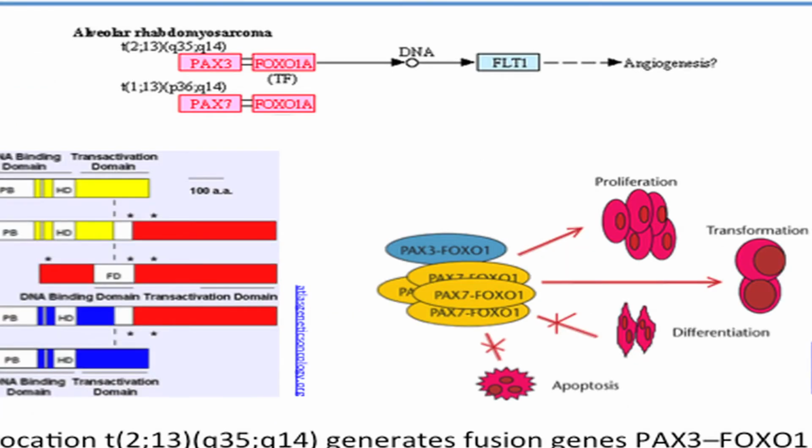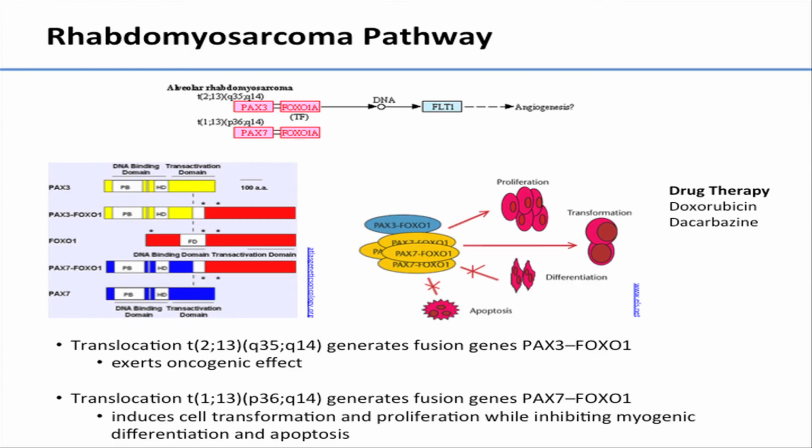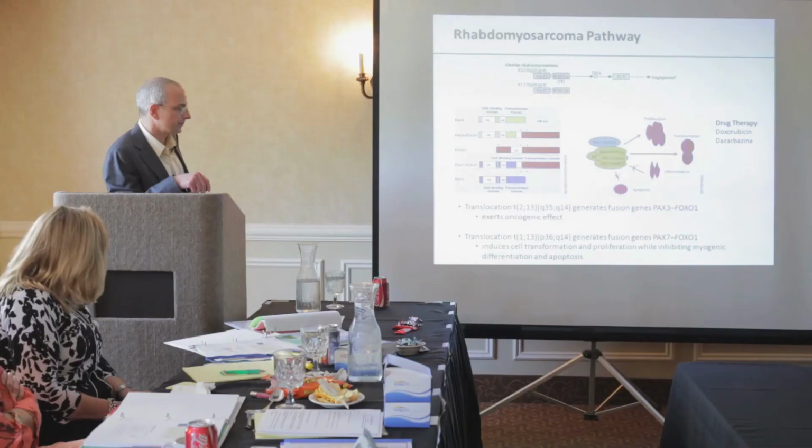EML4 and ALK was another example I showed you previously. These are players in DNA, in turning on genes at the DNA level. So you can see with these translocations, one, this PAX3-FOXO1, gives you this oncogenic effect, and the other one, which is this one, really inhibits myogenic differentiation. So stopping the cells from dying off.